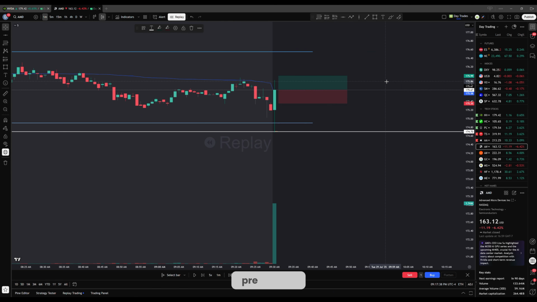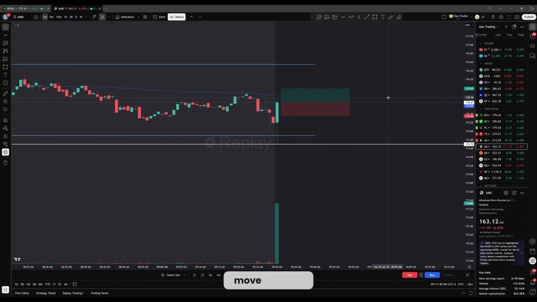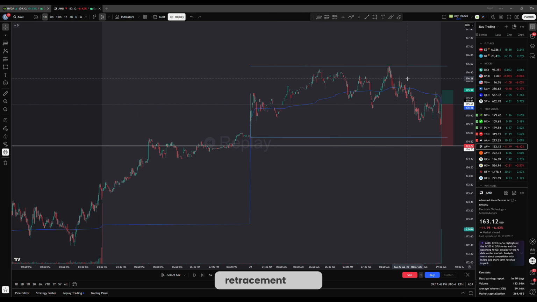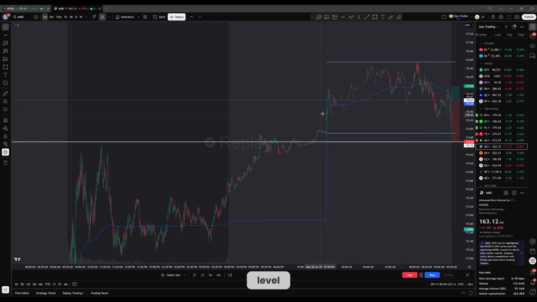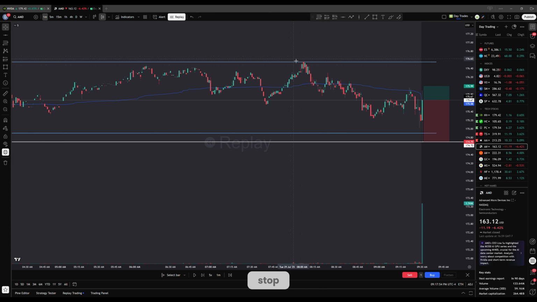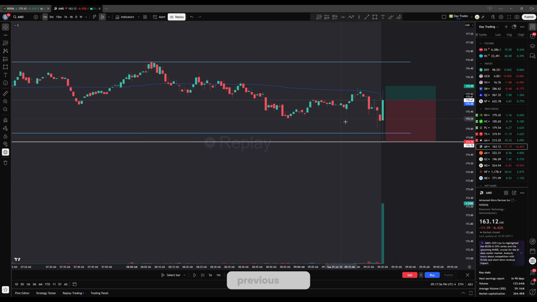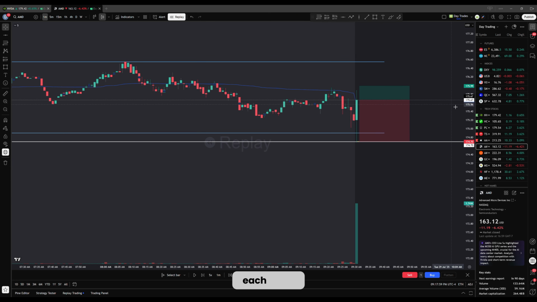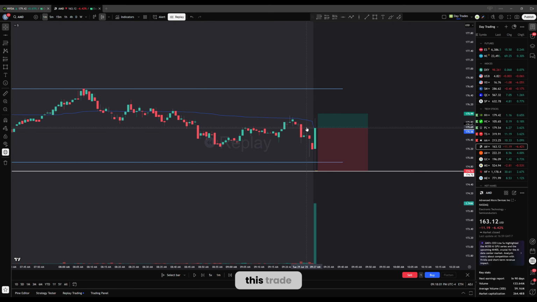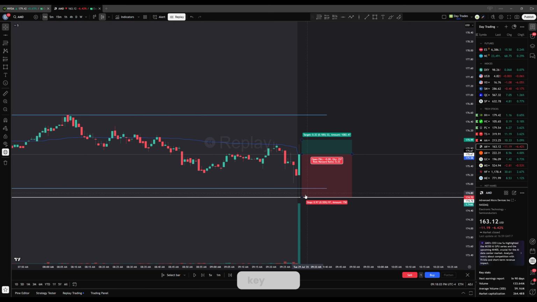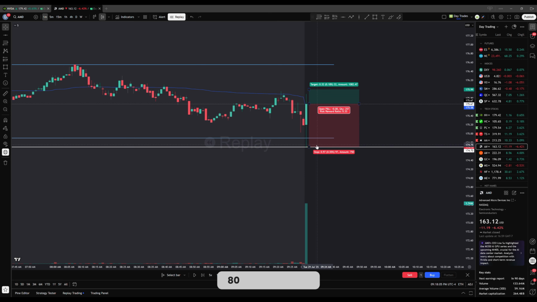As you guys can see in the pre-market, we already had a very nice move towards the upside to about 176.55, and then we had a retracement back in towards our key level, being our previous day high once again. So as you guys can see, I had entered this position here. We can place our stop just below this wick level and our previous day high that coincide with each other.